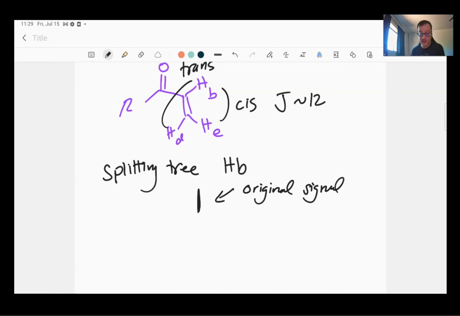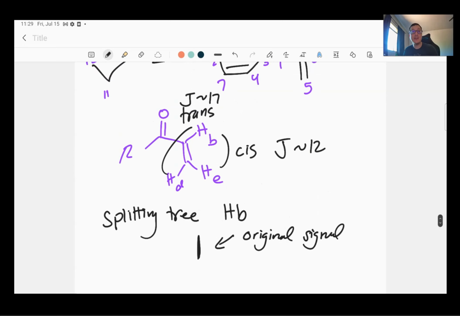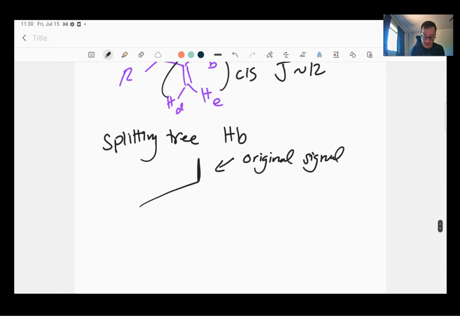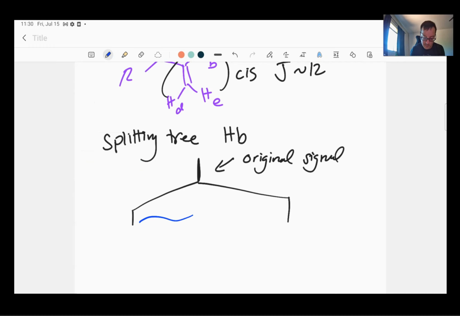And we're going to split it by, first, our biggest one, which is 17. And we have to say how many hydrogens at 17 hertz this is going to be split by. It's just one hydrogen, right? There's only one hydrogen that's in the trans double bond, or trans relationship to HB, right? So we're going to need to split our original signal by what we would say is 17 hertz, thereabouts.